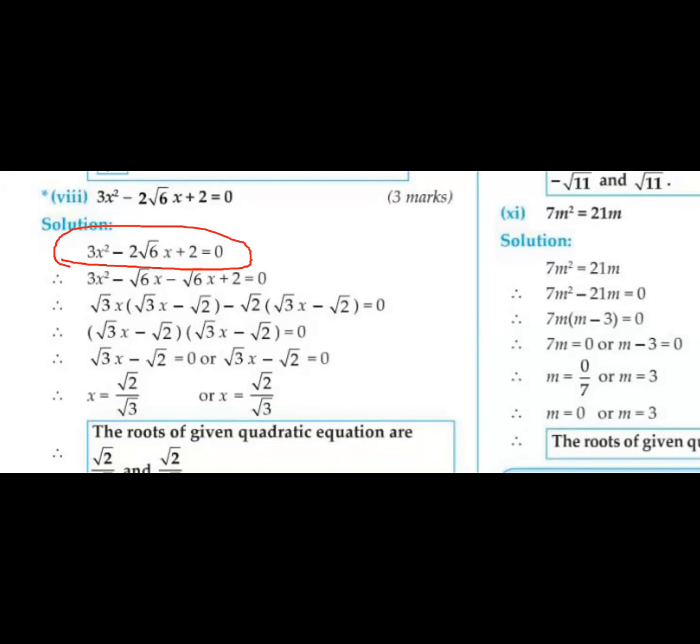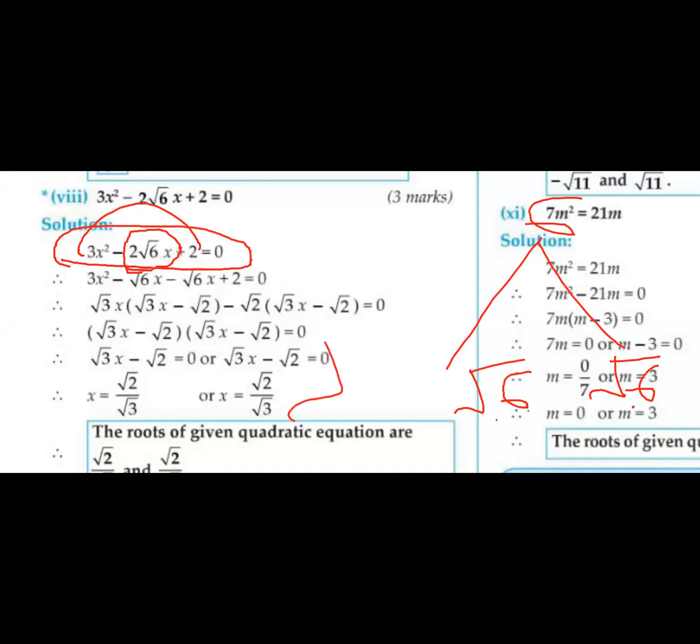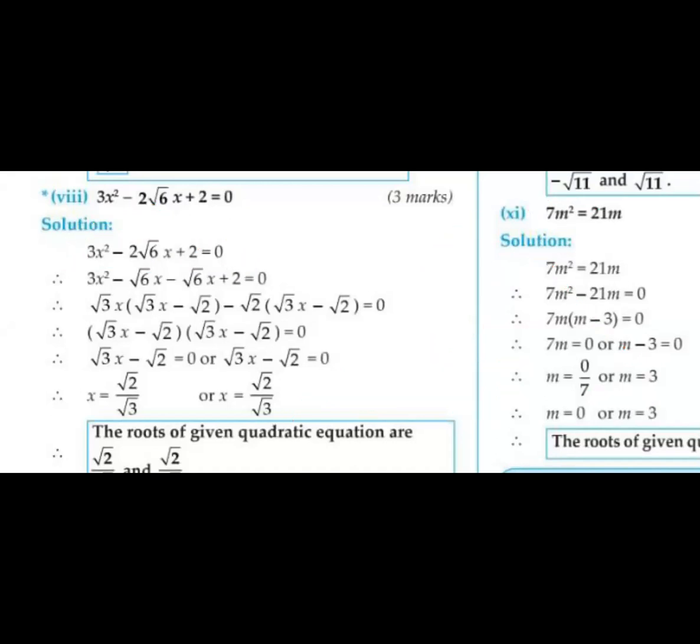The first term is the coefficient. The first coefficient is 3 and the last coefficient is 2. So 3 times 2 is 6. You can take 6 as the multiplication. So the middle term is 2 root 6, right? If you are taking root 6 and root 6, this root 6 multiplied should be root 36, and the value of root 36 is 6. So it's clear.